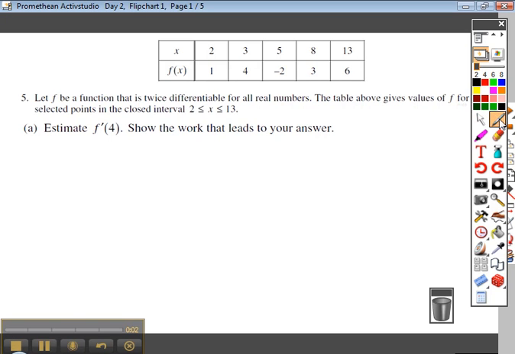We're going to look at the problem that's asking us here. Let f be a function that's twice differentiable, meaning you can take the second derivative, and here are the x and y values. The first question asks to find f prime of 4. So f prime, you've got to think derivative, and since derivative just really means slope, what we're probably going to have to do is find the slope.